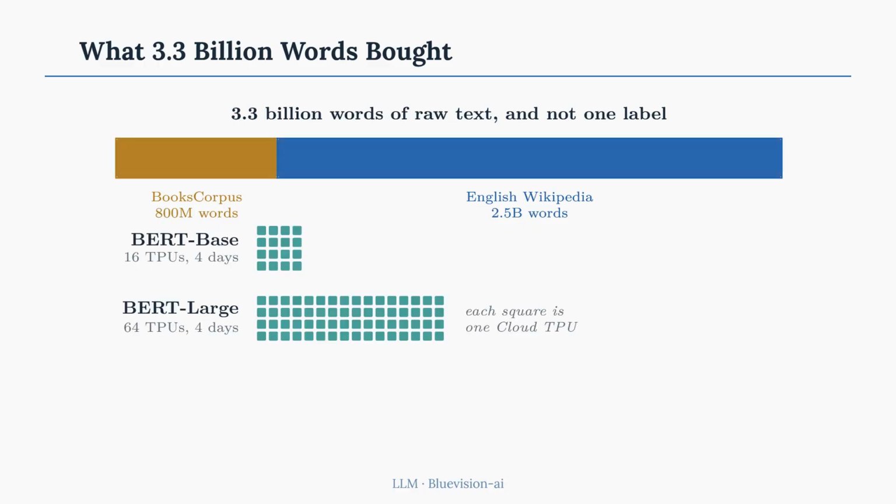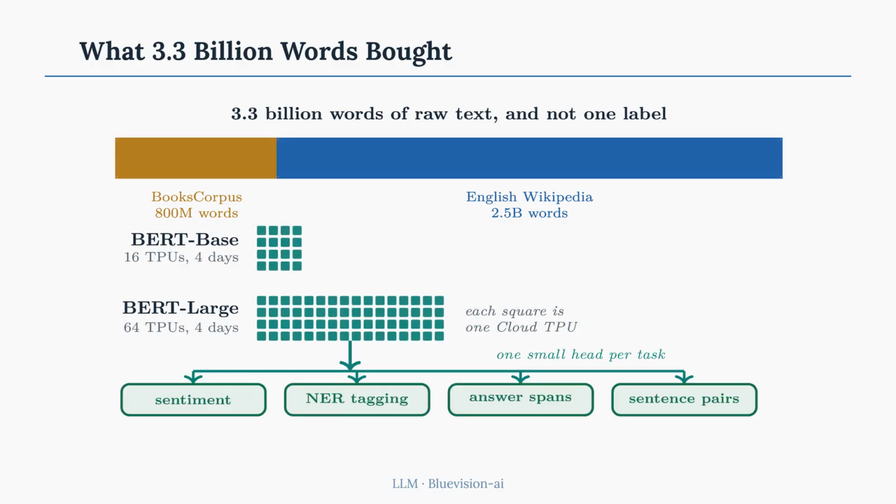And here is what it cost. Every small square is 1 cloud TPU. BERT Base ran on 16 of them for 4 days. BERT Large on 64, also 4 days. 4 times the block, 4 times the hardware, same wall clock time. You might be wondering whether that was normal for 2018. It was not. This was an industrial scale budget, well beyond what a university lab could put behind a single training run. But you pay it once, and this fan out is the whole bet.